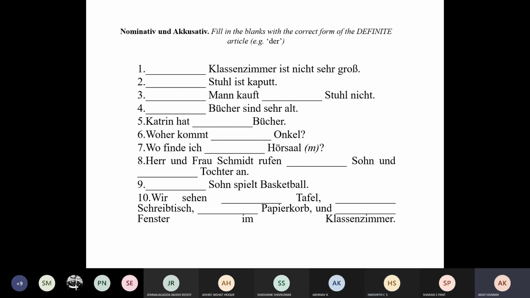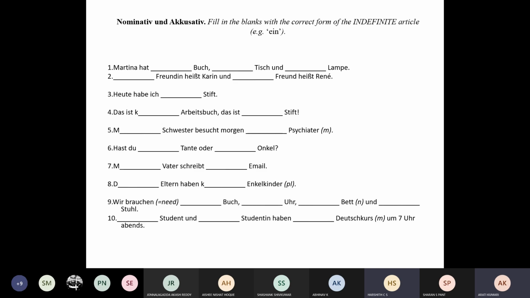Okay. So, we got one more exercise. Do we complete it on the next page, or we do partly and you can do partly? We have here indefinite article. In the previous slide, we did definite article. Here we are going to use indefinite article again, depending on the case, nominative or accusative. Again, you have to remember the case, remember the gender of all the nouns.